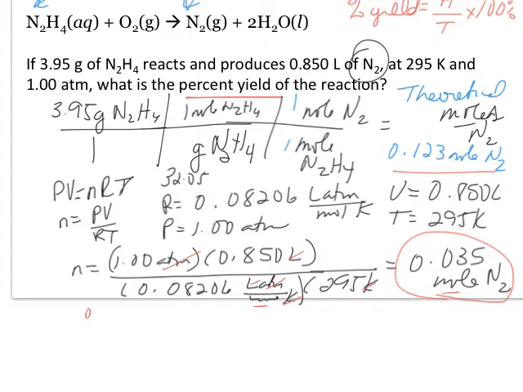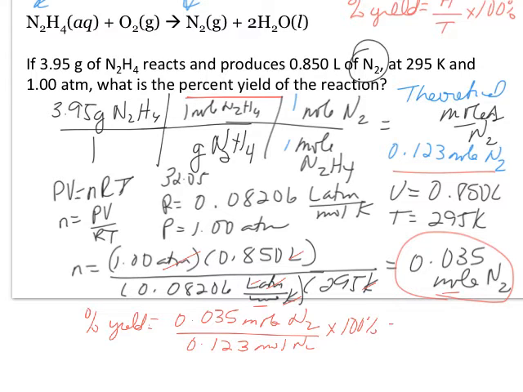So now to put it in, percent yield equals our actual 0.035 mole of nitrogen divided by 0.123 mole of nitrogen times 100%. Put that in your calculator, and I get 28.5% yield.